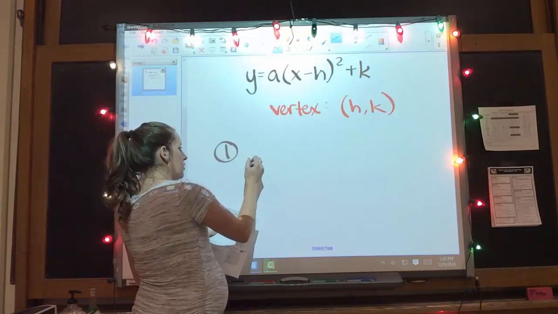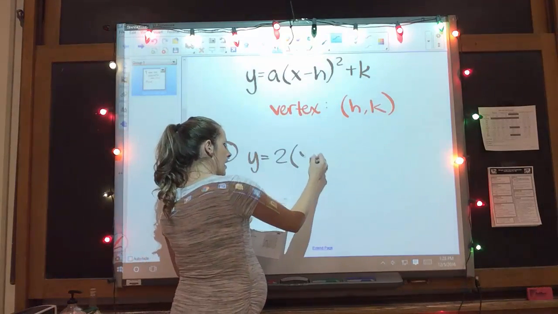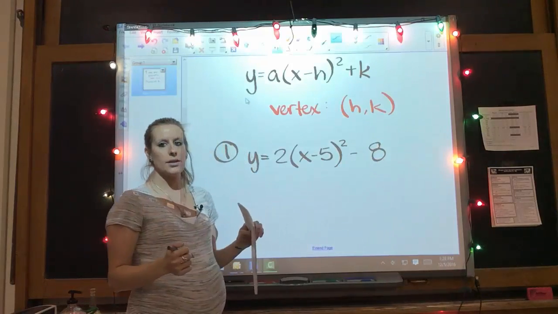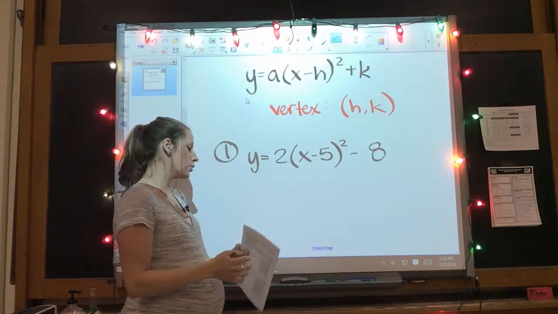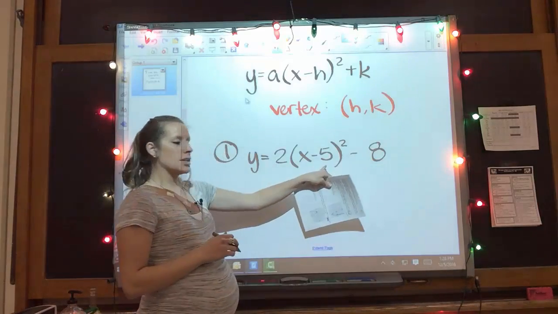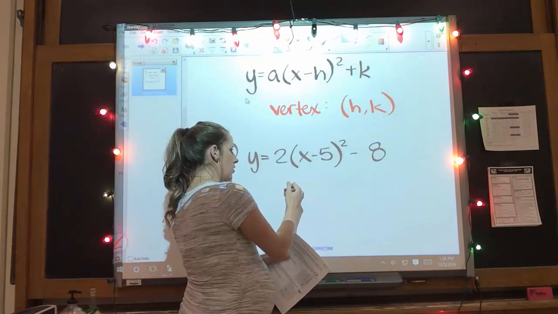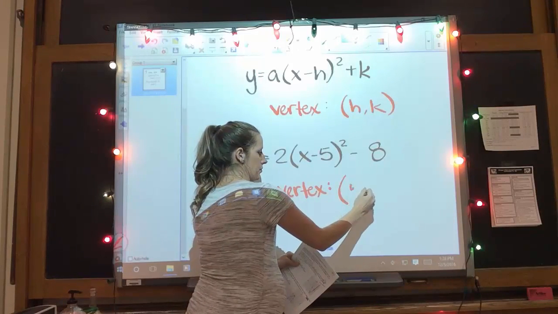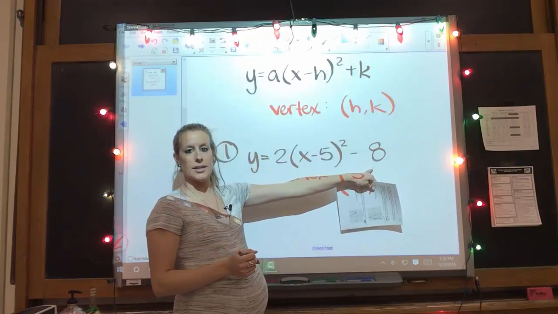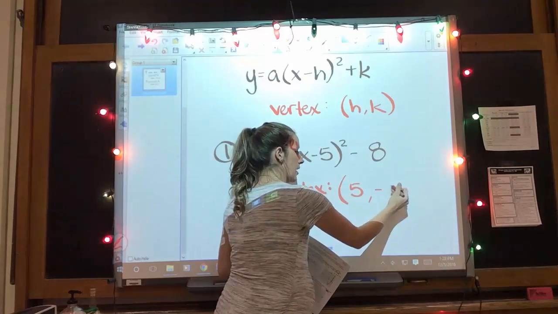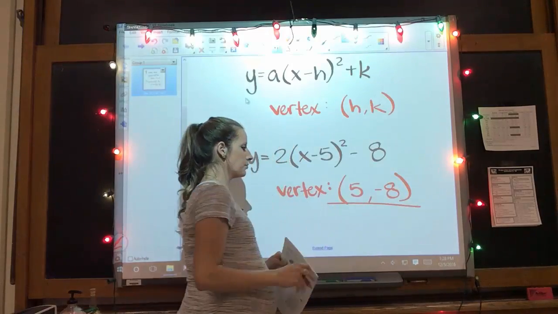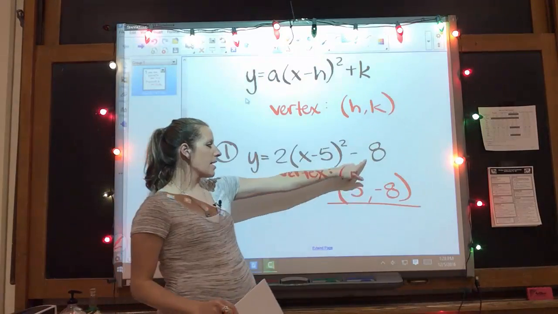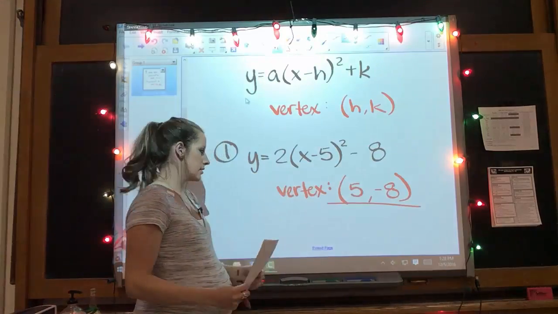So number 1, we have y equals 2(x minus 5) squared minus 8. Okay, so to find your vertex in vertex form, you're going to take the opposite of your x. So my vertex x is going to be positive 5. And then my y is going to stay the same. It's going to be that outside number, negative 8. So you always do the opposite of what's in parentheses. Positive 5, negative 8. That's my vertex.